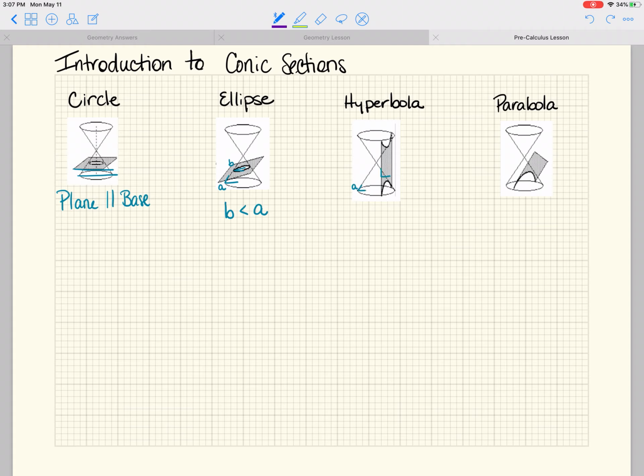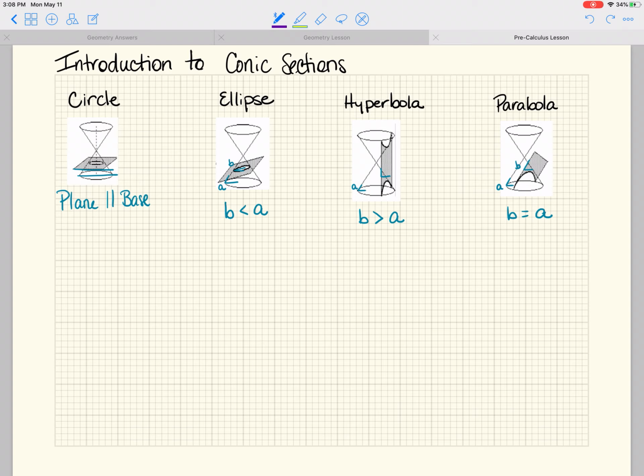If that angle is greater than the angle the side makes with the base, that's going to give you a hyperbola. And if the plane is parallel to the side of the cone, that's when you're going to end up with a parabola.